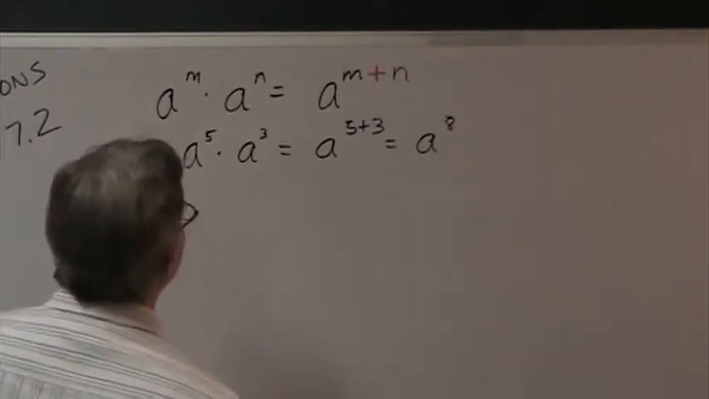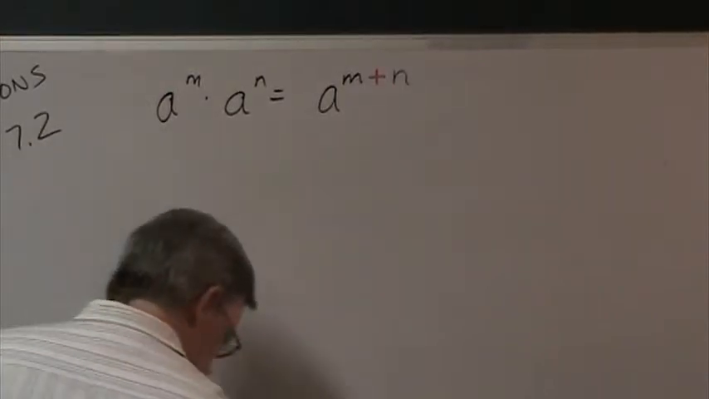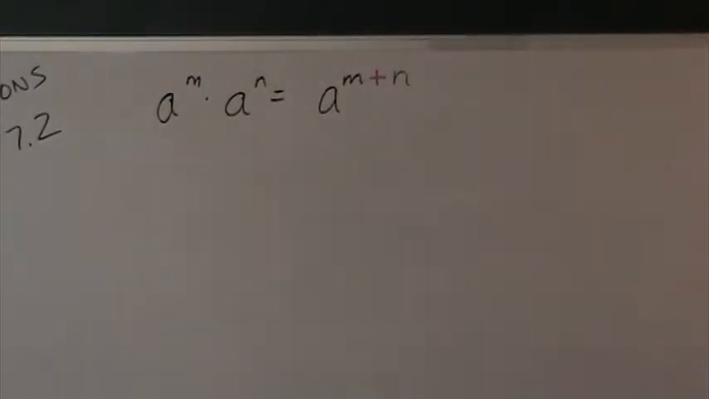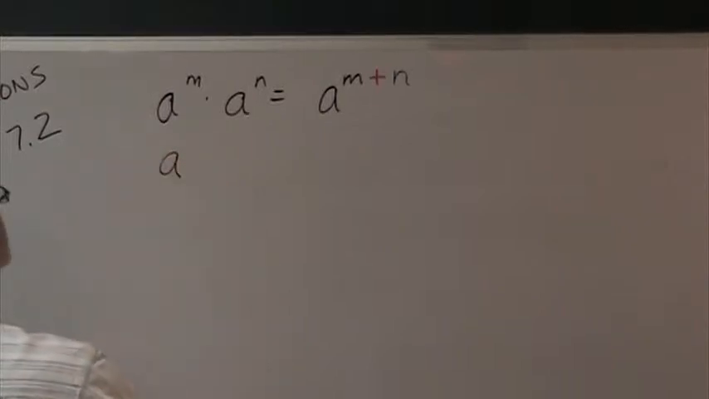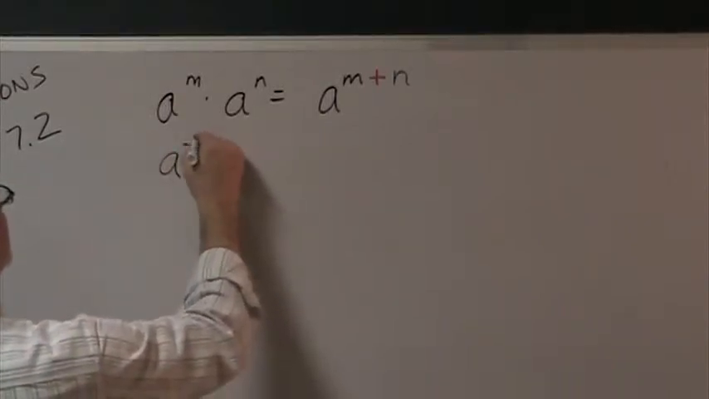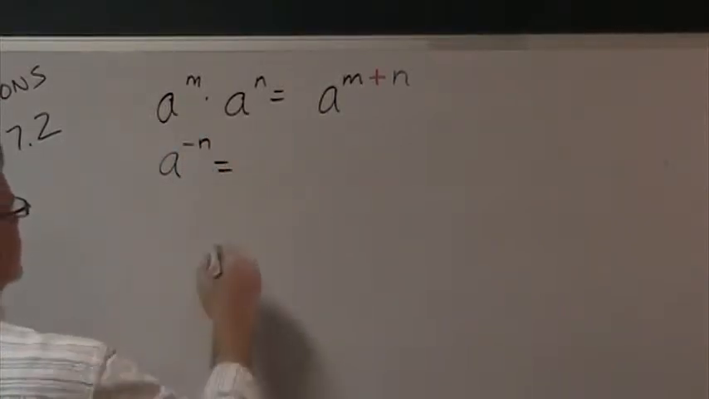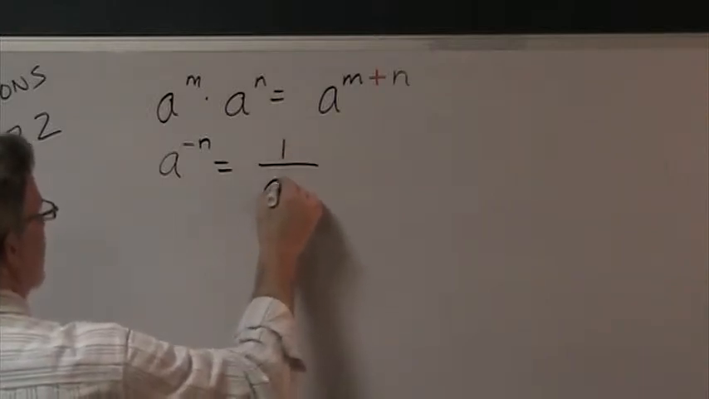Okay? The second one we're going to look at is the rule of negative exponents. Right? And that is that a to the negative n is equal to 1 over a to the n.